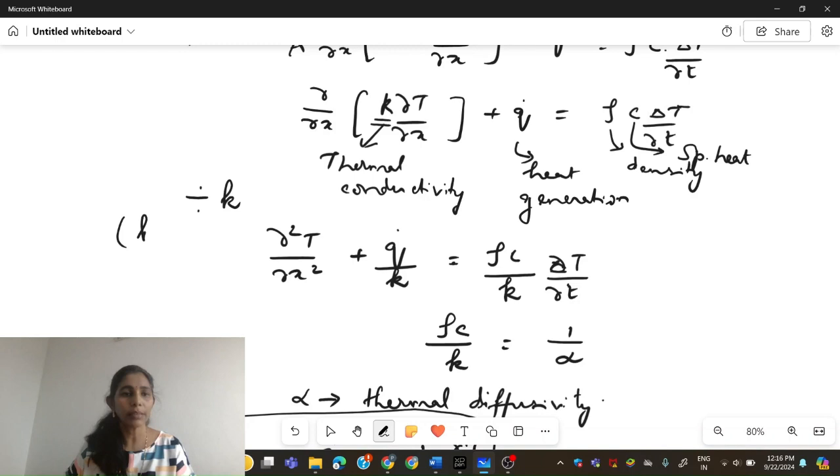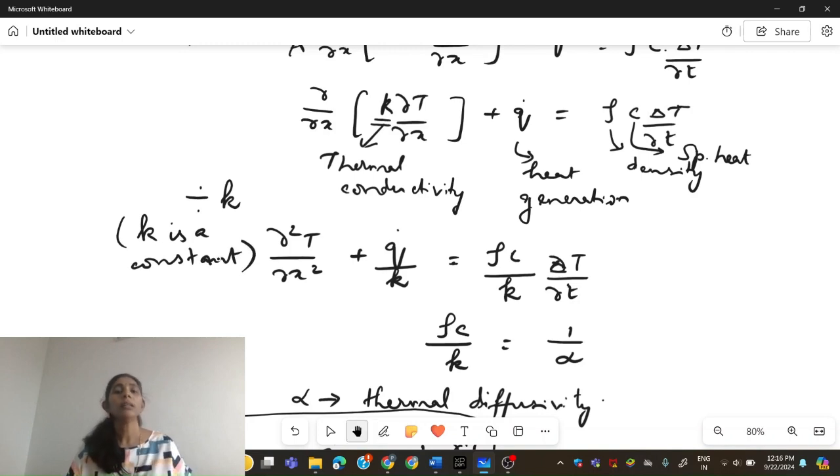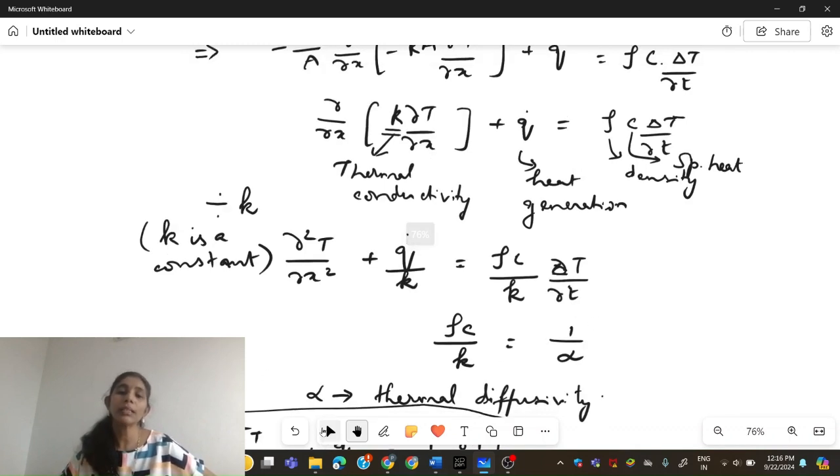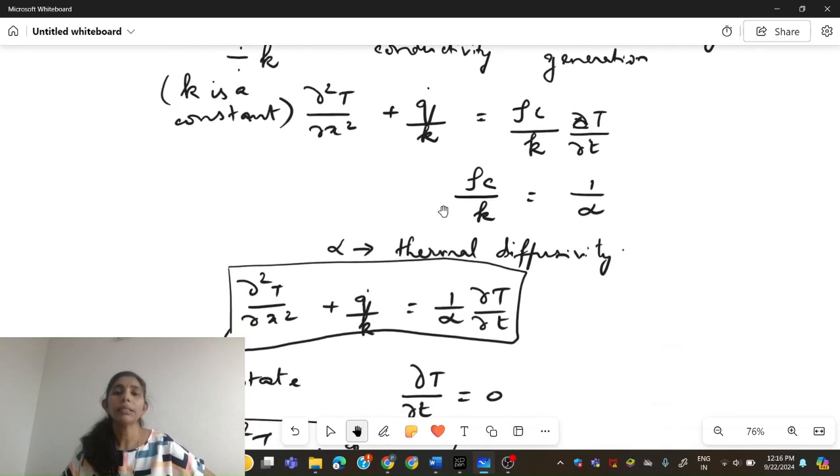So here I can write it like this. K is a constant. If it is varying, then I can't do this, right? So we have taken this thermal conductivity as a constant. So I'm dividing it. And here you can see another term which is introduced, called thermal diffusivity. Thermal diffusivity is k by rho C: how much heat can be diffused through the solid material of thickness delta x.